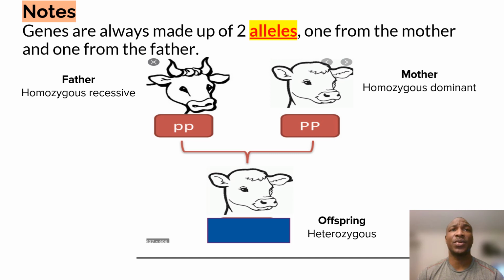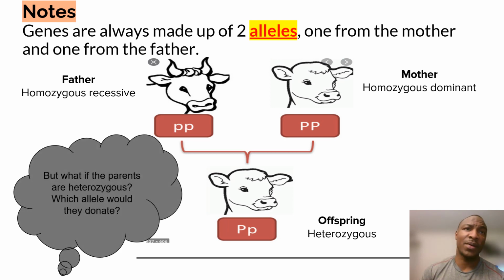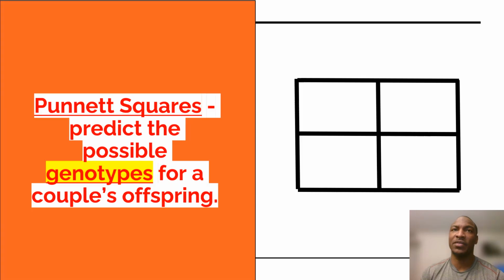So in this particular situation, dad is homozygous recessive and mom is homozygous dominant. That means the child is going to be heterozygous, hybrid, because it's going to have big P and little p. Easy peasy, lemon squeezy. All right. But what if the parents are heterozygous? Now it creates an opportunity for the child to be different. Okay, so Punnett squares predict the possible genotypes for the couple's offspring. Remember, genotype is the letters, so we're going to use those letters to predict what the child's genotype is.